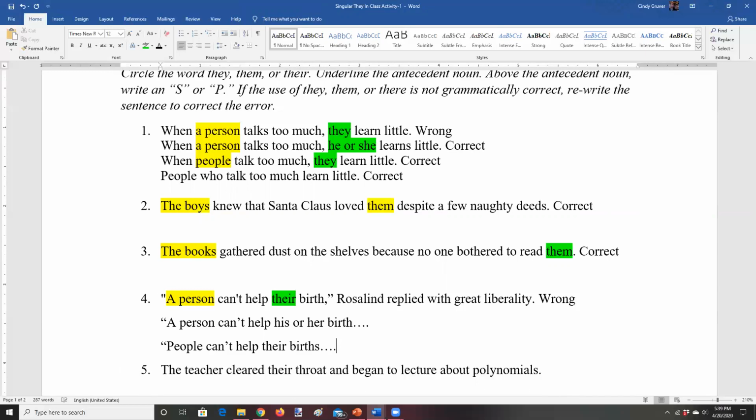So those are examples of how to fix it. So this would be correct. And this would be correct. So a person paired up with his or her. People paired up with their. And again, you're going to need to add that S to births. Oops. I'm going to put that in blue.